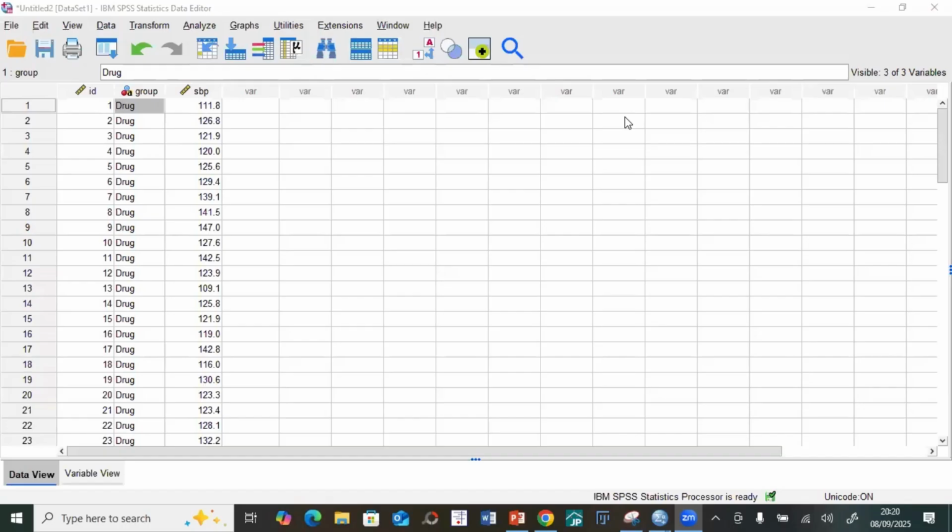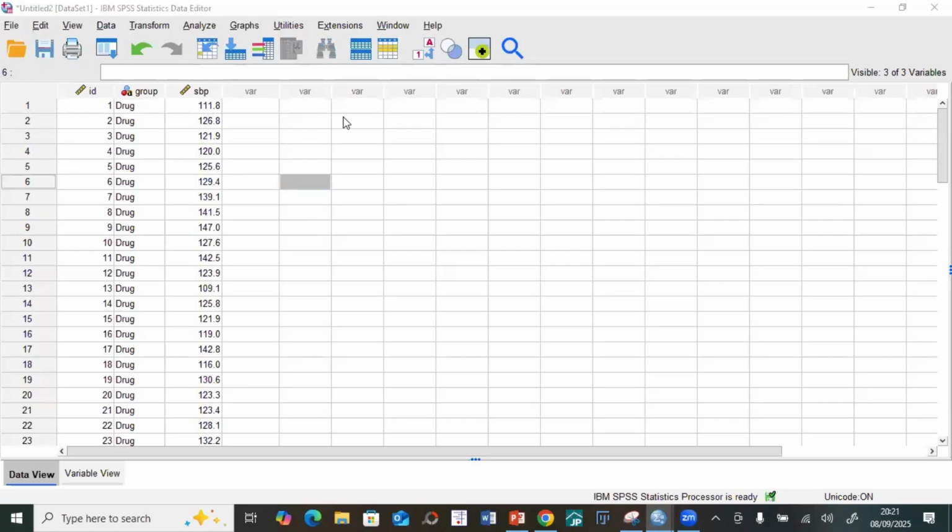Now, these two groups, are they paired or not paired? They are completely different groups, right? We have drug group and placebo group, so they are independent groups. So we can either use the independent t-test or we can use the Mann-Whitney test. The difference is that if the data is normally distributed, then we use the independent t-test. If the data is not normally distributed, then we use the Mann-Whitney test. So let's determine whether our data is normally distributed or not.